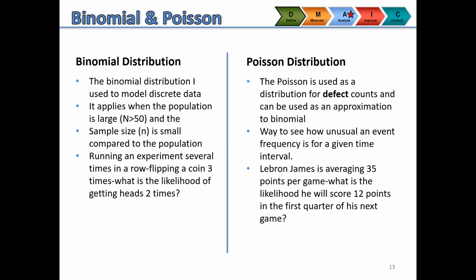Poisson distribution, very similar, but it's used as a distribution for defect counts and can be used as an approximation to binomial. It's a way to see how unusual event frequency is for a given time period. The example I like to use is LeBron James is averaging 35 points per game. What's the likelihood he will score 12 points in the first quarter of his next game? So that kind of distribution will allow us to predict something like that.